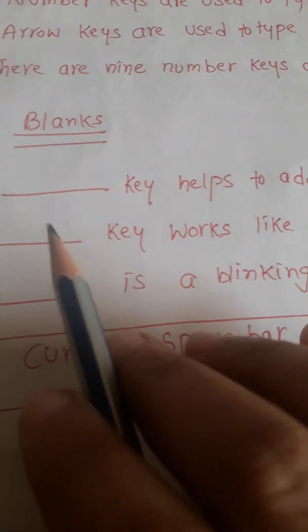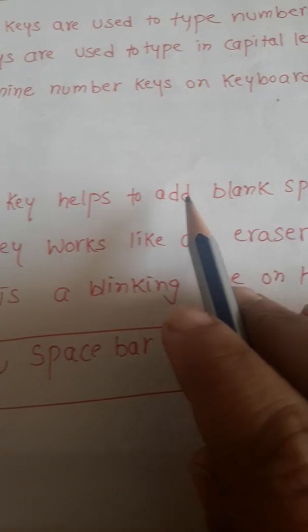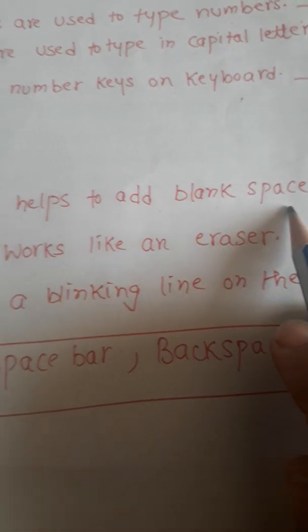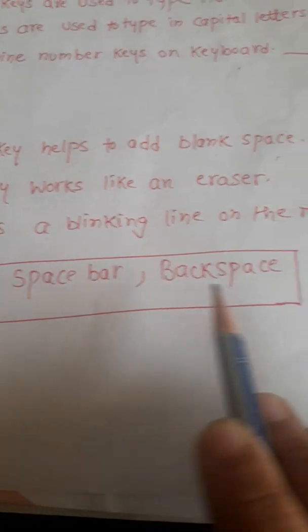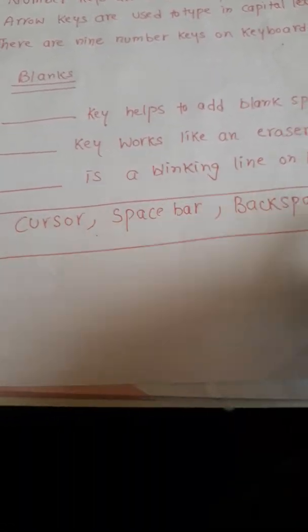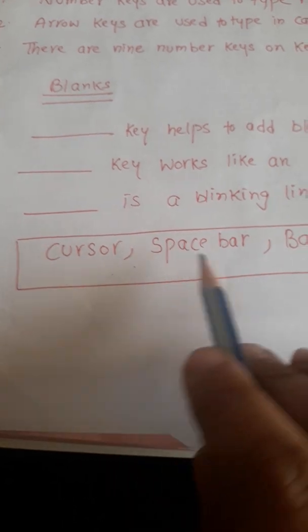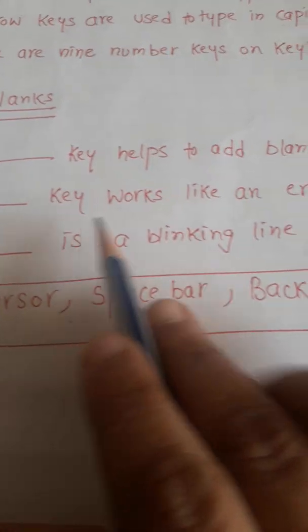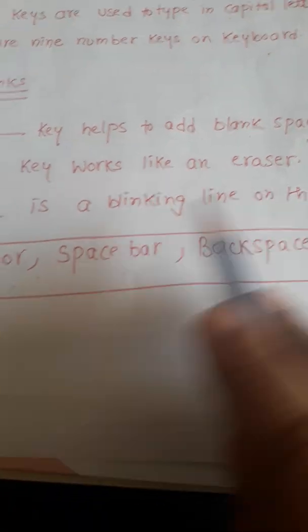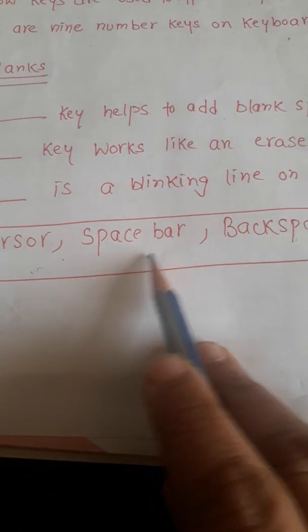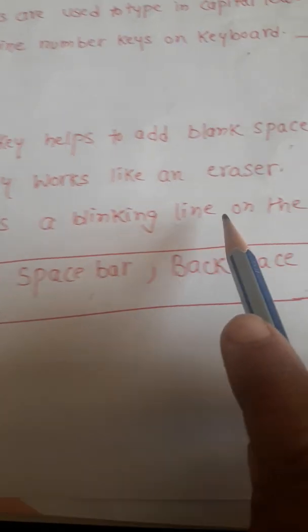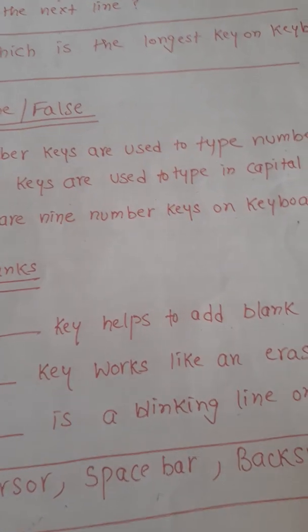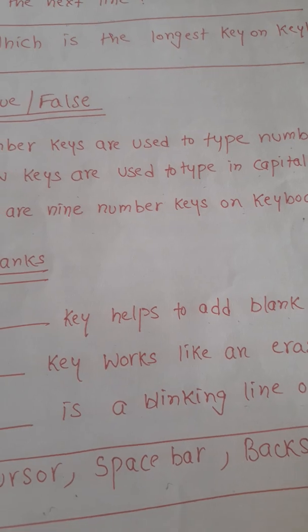Next one is blanks. Dash key helps to add blank space. Which key helps to add blank space? Cursor, space bar or backspace. This is the help box given. You have to choose the right answer from this box. Dash key works like an eraser. Which key works like eraser? Cursor, space bar or backspace. And the last one is dash is a blinking line on the monitor. Okay, I'm sure it's going to be easy for you to attempt this questionnaire.